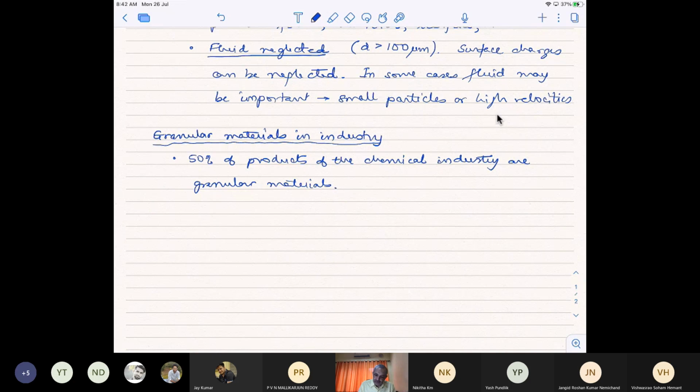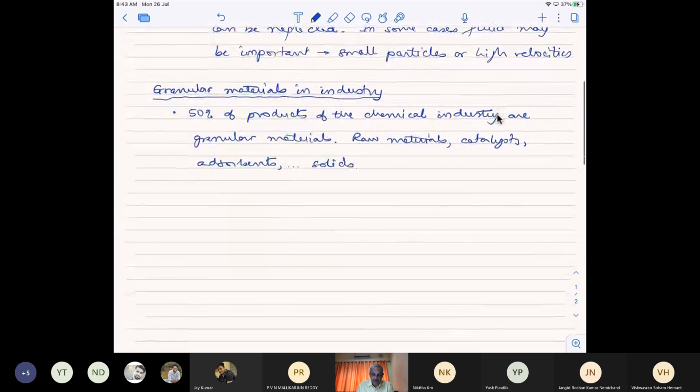And also, of course, raw materials, many of the starting materials, the catalysts, things like adsorbents, they're all solids. So you actually see that granular materials are processed in huge quantities.